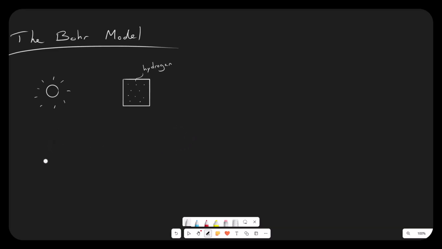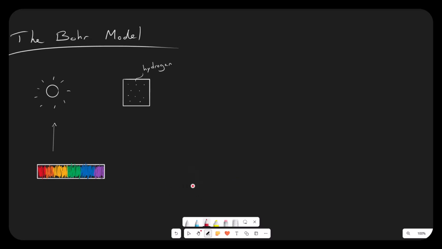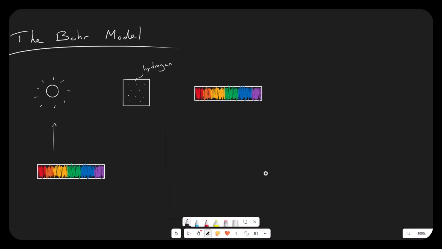Now, if I look from this side where there's nothing in the way, I will see a spectrum that looks like this. But if I first let that sunlight pass through a sample of hydrogen gas, I end up seeing a spectrum that looks a little bit different. I see something a little bit more like this.